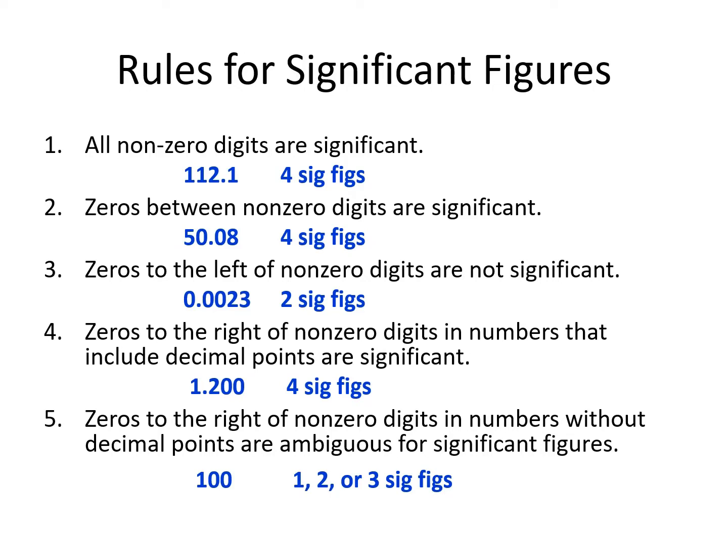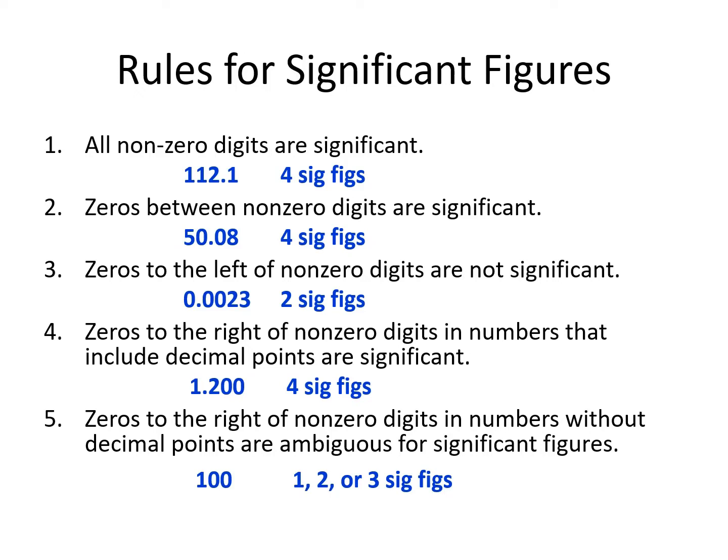Rule number 2 says that zeros between non-zero digits are significant. I like to think of these zeros as being the cream in the middle of the Oreo or the meat in the middle of the sandwich. These zeros are significant because they are sandwiched in between significant digits. For example, in the number 50.08, the zeros in the middle are significant because they are in between the 5 and the 8, which are non-zero digits.